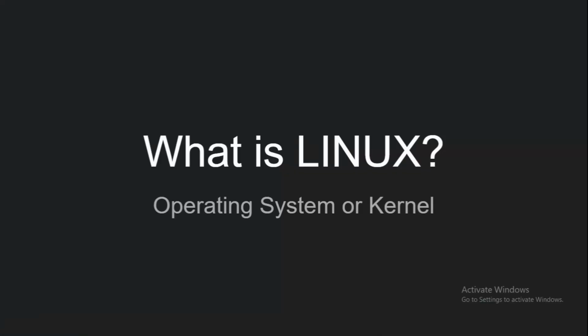So the first question that may come to your mind is, what is Linux? Most people get confused whether it's an operating system or a kernel. So what is it actually? Linux is a kernel. Linux is a family of open source Unix-like operating systems based on the Linux kernel. So whenever you use the term Linux, it means the Linux kernel. Linux is typically packaged in a Linux distribution. I'll talk about the different distributions of Linux in the upcoming videos.